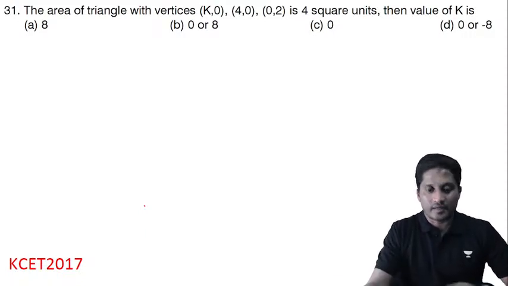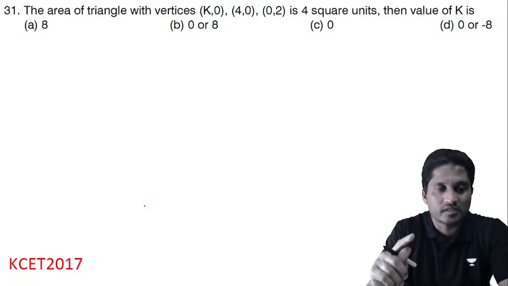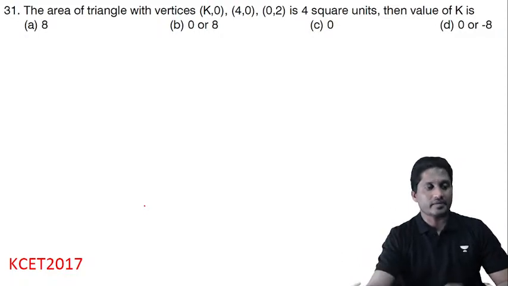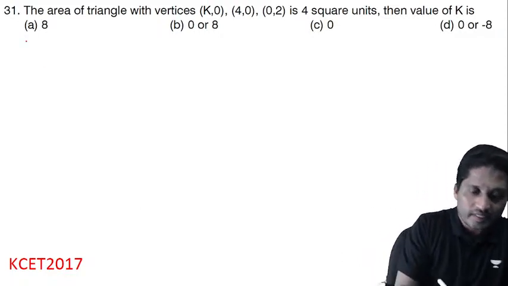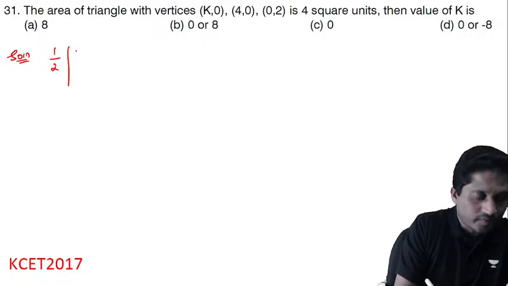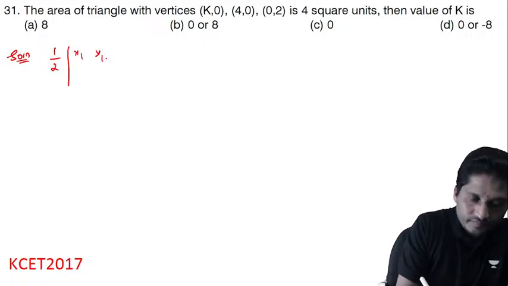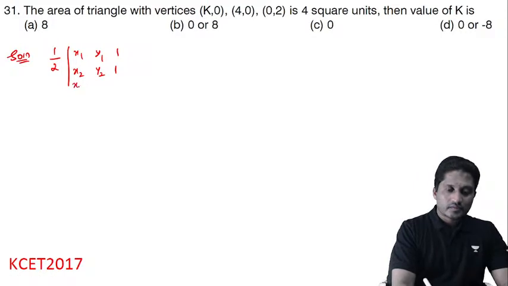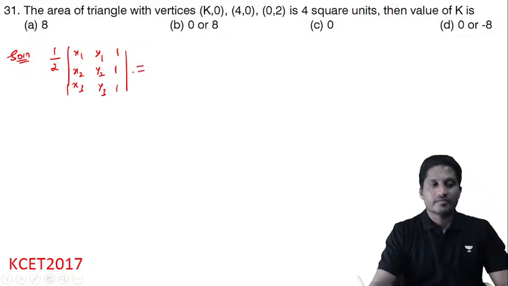Let us start. We have done up to 30 in part 1 of the KCET 2017 problems. Let us start from question number 31. Area of a triangle with vertices. You know that the area of a triangle is half of the determinant of x1 y1 1, x2 y2 1, and x3 y3 1, and that is equal to 4 square units.